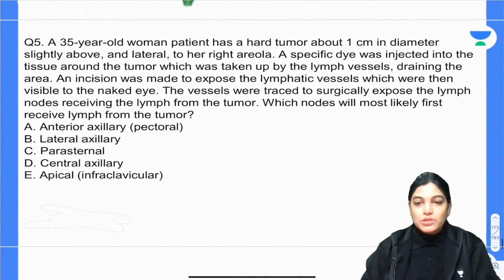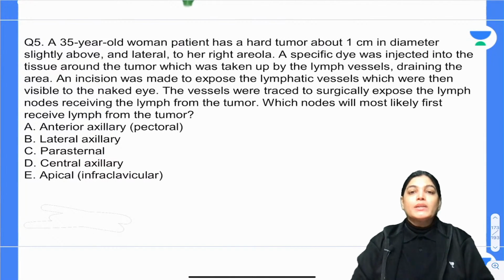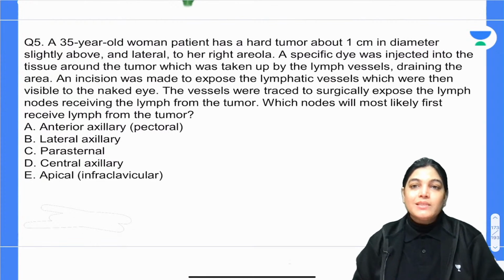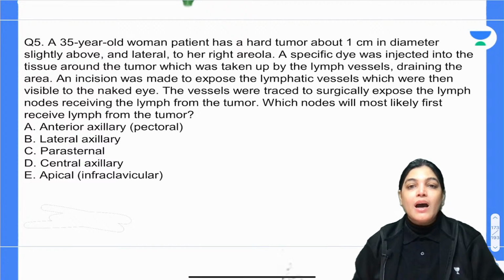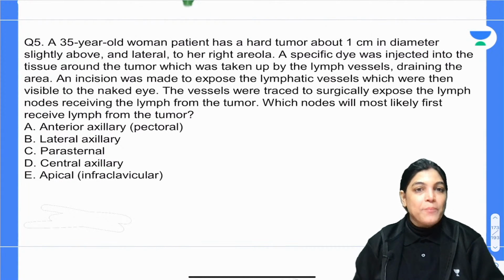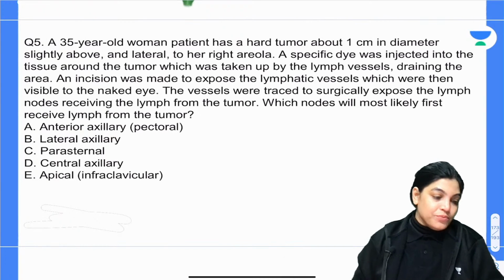Let's move on to the next, that is question number 5. A 35-year-old woman patient has got a hard tumor of about 1 centimeter in diameter, slightly above and lateral to her right areola. A specific dye was injected into the tissue around the tumor, which was taken up by the lymph vessels draining into the area. An incision was made to expose the lymphatic vessels, which were then visible with the naked eye. The vessels were traced to surgically expose the lymph node receiving the lymph from the tumor. Which node will most likely be the first one to receive the lymph from the tumor?